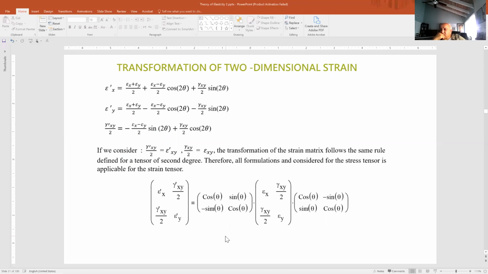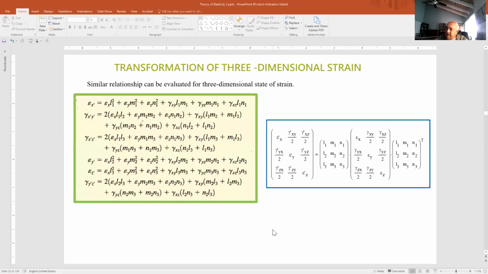The rules of transformation for the strain are depicted in this slide. The formulas at the top are what we learned from usual mechanics of materials, and the formula at the bottom gives the same equation, but in the form of the tensor transformation.